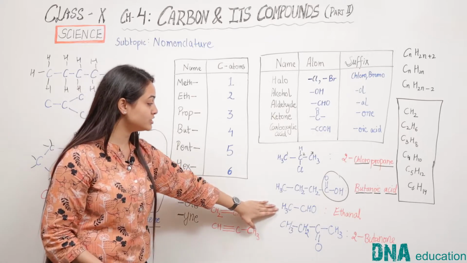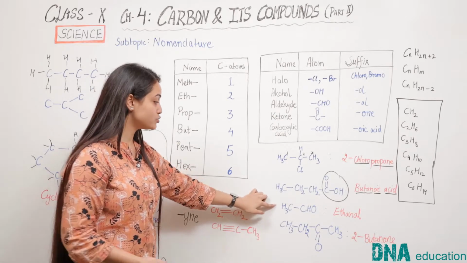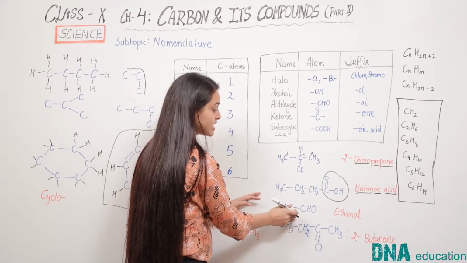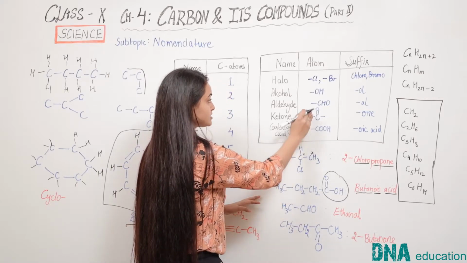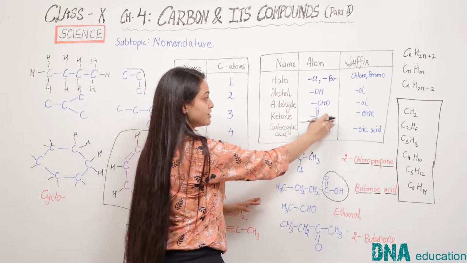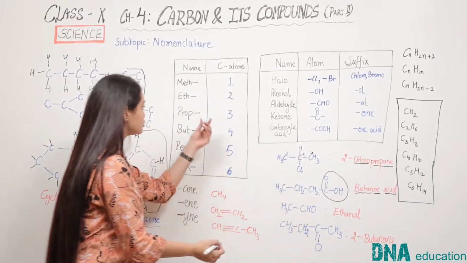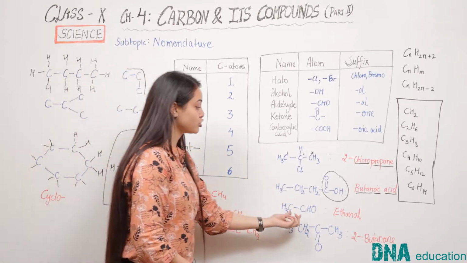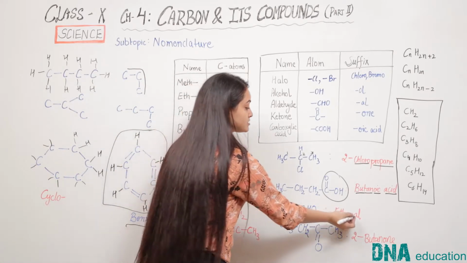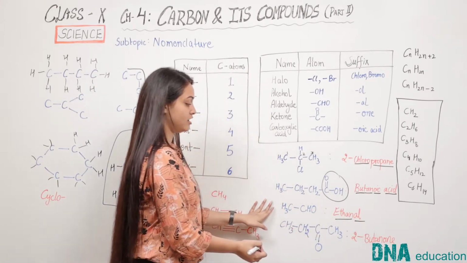Now let us move on to the next example. In this we see that there are 2 carbon atoms and there is a CHO group. CHO group is an aldehyde and we have to use the suffix al. And because there are 2 carbon atoms, we use the prefix eth. So it becomes ethane plus al, ethanal.